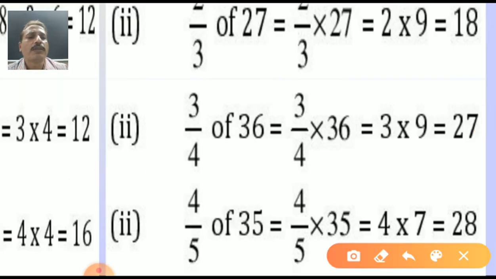Of means multiply, students, just put the multiply sign here. Yes, 5 1s are 5, 5 7s are 35. So 4 into 7 in the next step, and 28 is the last one.